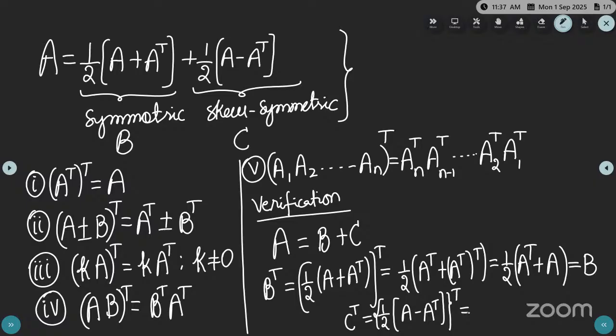Has everybody written or not? Last one. Is it clear from this side? Okay. Have you written it or not? Right. So C is a skew symmetric matrix. Skew symmetric matrix. Right.